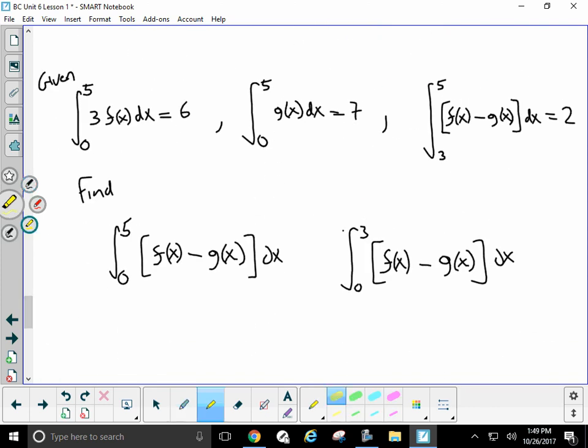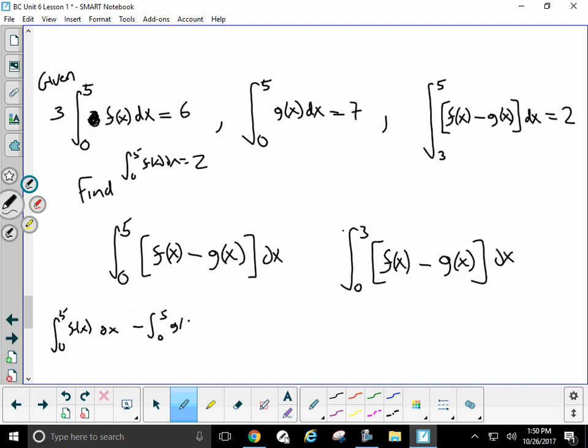Another one. I have information about 0,5 of 3 f of x dx equals 6. 0,5 of g is 7. 3 to 5 of f minus g is 2. Well, immediately going to just rewrite this guy here and say that the integral from 0 to 5 of just f dx is 2. So that area under f from 0 to 5 is 2. So 0 to 5 of f minus g. Well, f is 2 minus g is 7. 2 minus 7. If you rewrote it out, you can figure it out, but you don't have to. This would be proper to rewrite it. Two minus 7, that's negative 5.